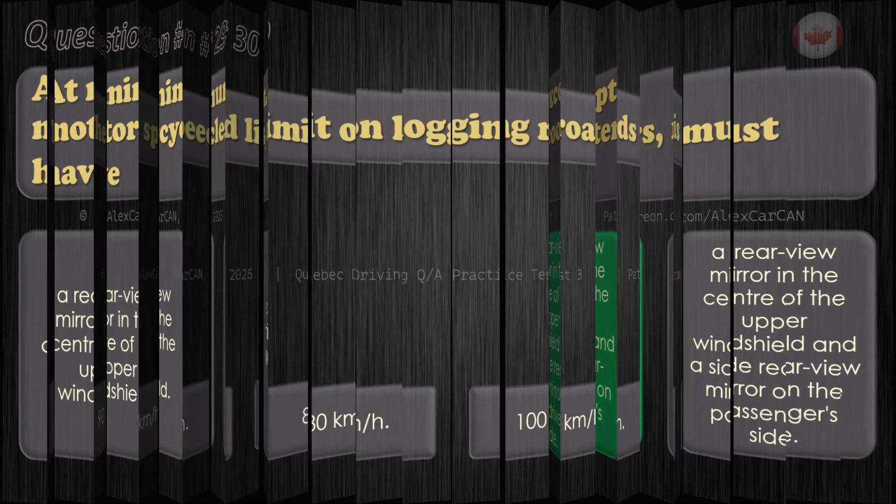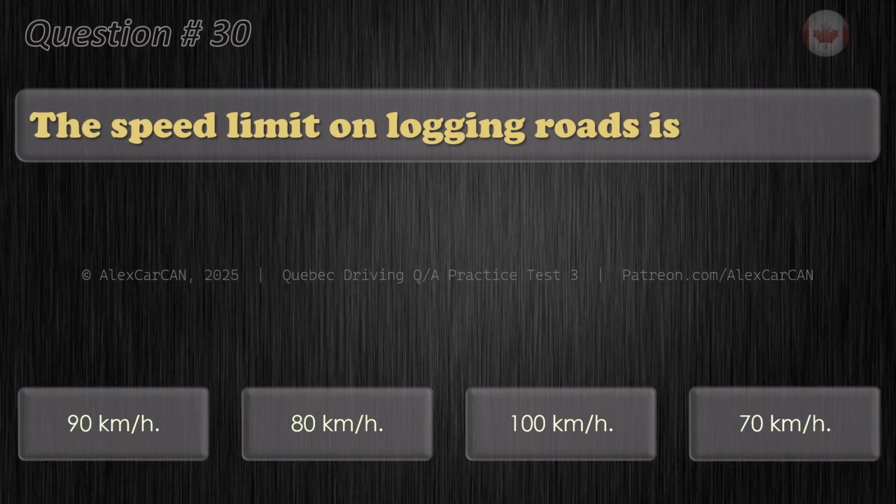Question number 30. The speed limit on logging roads is 90 km per hour, 80 km per hour, 100 km per hour, 70 km per hour. The correct answer is 70 km per hour.